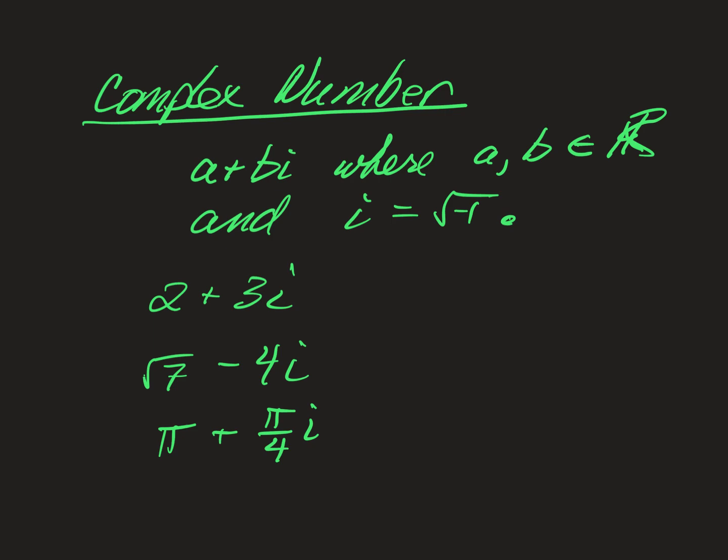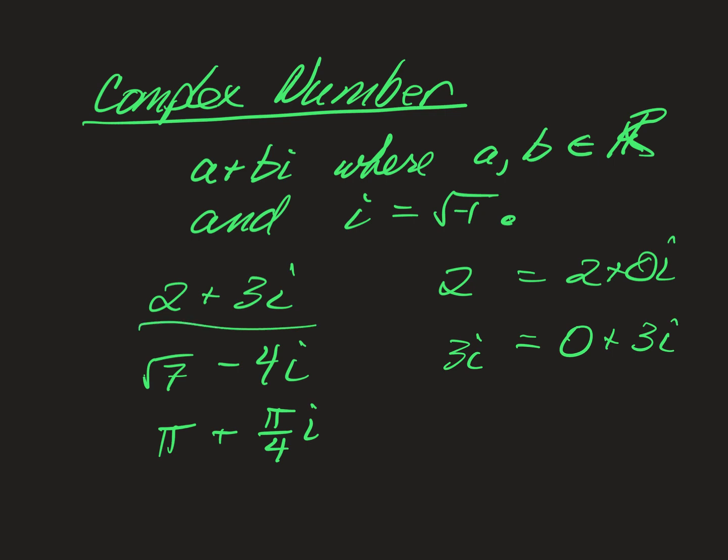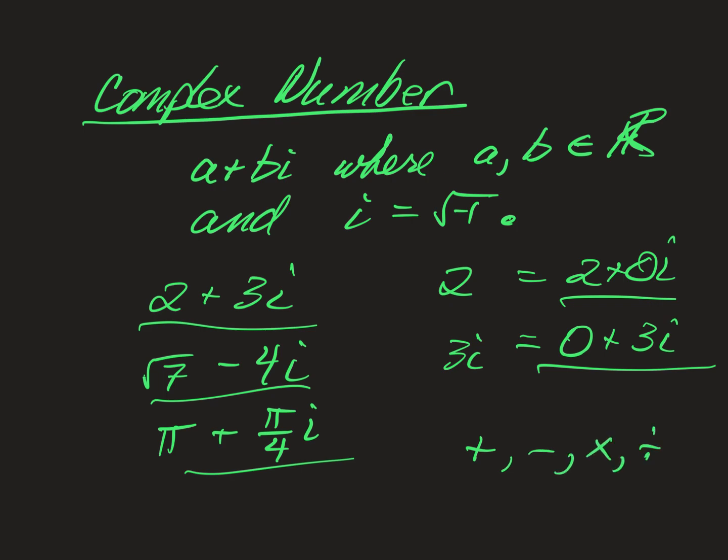You can also have something like this. Just 2 is a complex number because it's 2 plus 0i. And 3i is a complex number because it's 0 plus 3i. So all complex numbers come in two parts. And once we define that, then we can decide how do we add, subtract, multiply, and divide these characters. So that's really what most of the rest of the lesson's about.